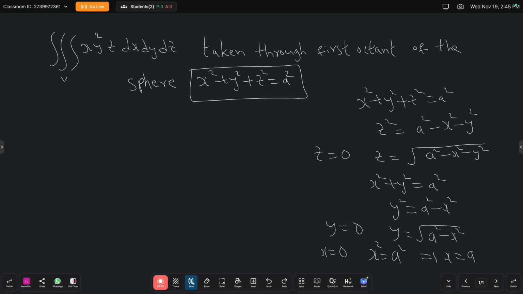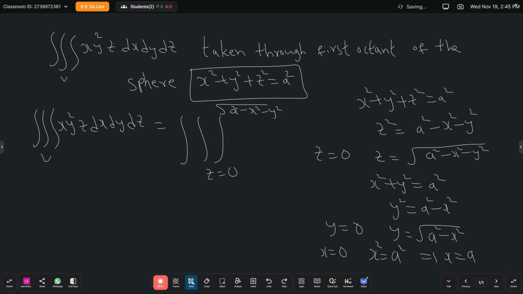Therefore, the given integral over V of x y square z dx dy dz can be written as a triple integral where the value of z is from 0 to root a square minus x square minus y square, and the value of y is from 0 to root a square minus x square, and the limits of x are 0 to a.